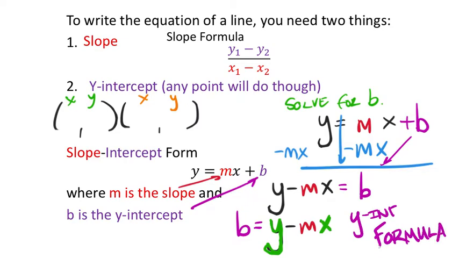The x and y are values that you could have replaced in whatever the equation is to make the equals a true statement. So it's going to be true down here for the y-intercept. That's why it doesn't matter which point you choose.